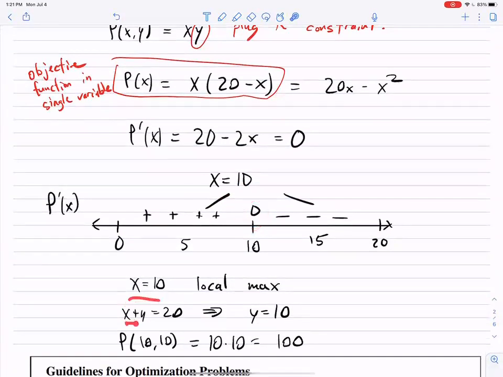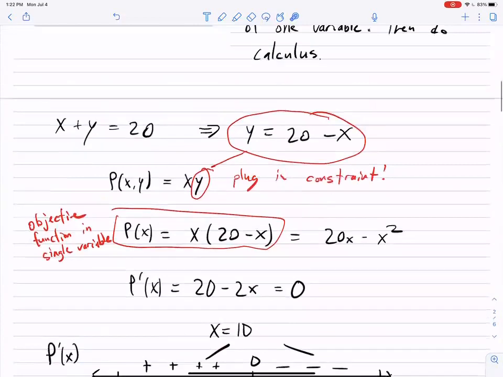And so if x equals 10, you plug that in. So y equals 10. So their product has to be 100. And so the largest product is 100, and that's when x is 10 and y is 10. And so that's the idea of an optimization problem.